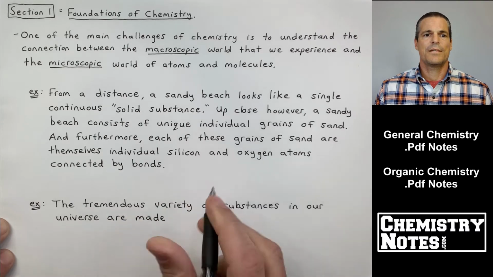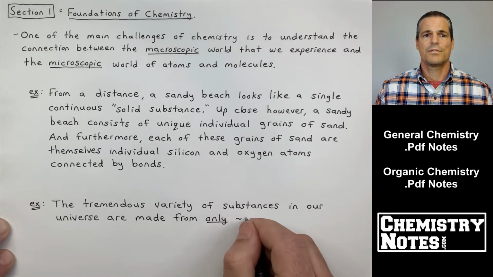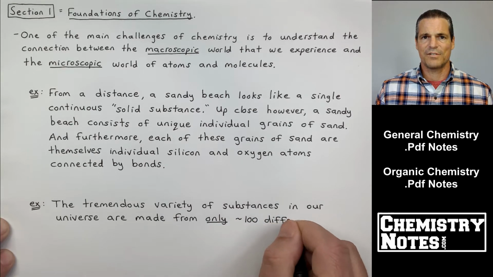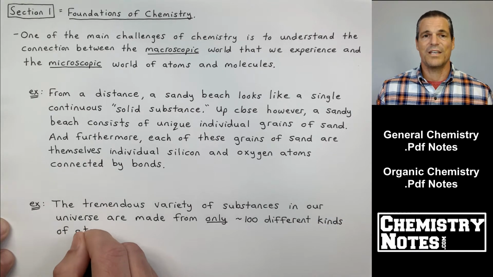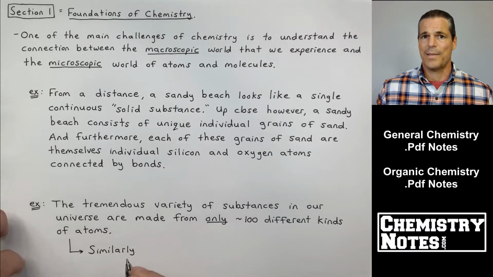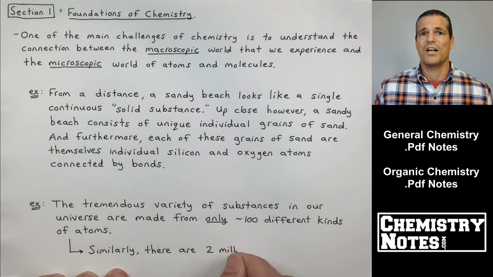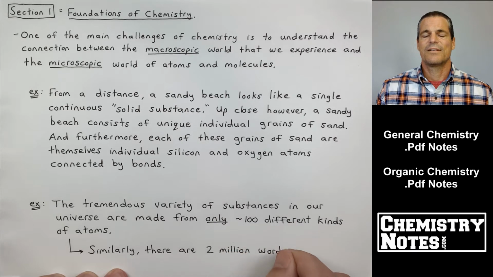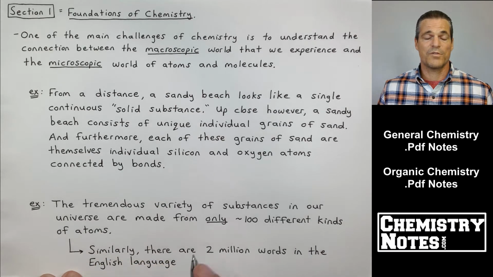Another example is the tremendous variety of substances in our universe. The millions and millions of different substances and compounds and molecules are made from only roughly 100 to 110 different kinds of atoms. If you ever look at the periodic table, there's not that many elements, right? Just over 100, okay? Well, compare that to the 2 million words in the English language. We make up those 2 million words from only 26 letters in our alphabet, okay?